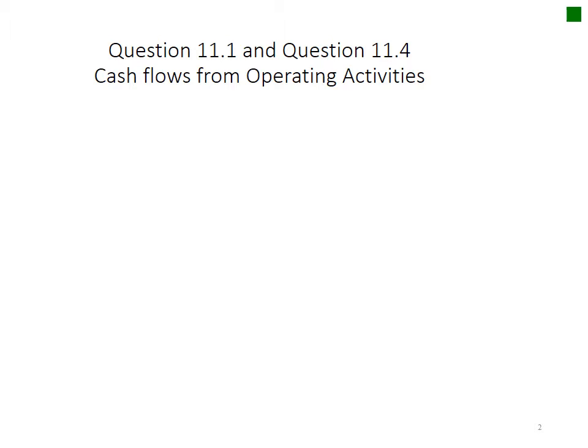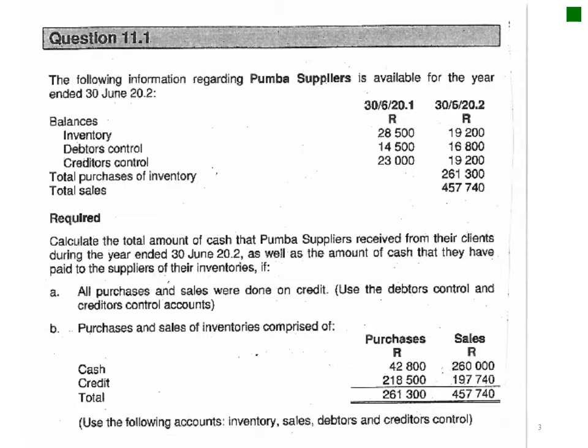So I'm going to be doing question 11.1 and question 11.4, the cash flows from operating activities section. In question 11.1, we are given information for Kumba Suppliers for the year ended. Remember, a cash flow statement is for a year, and the year end date is 30th of June 2002. So it's very important to notice this is the year we're busy with, 30th of June 2002.